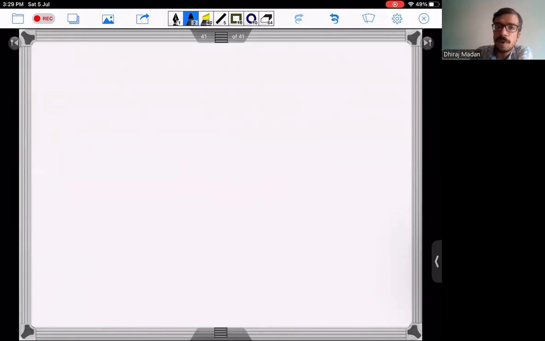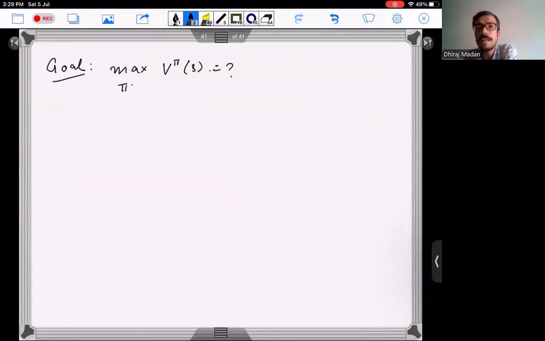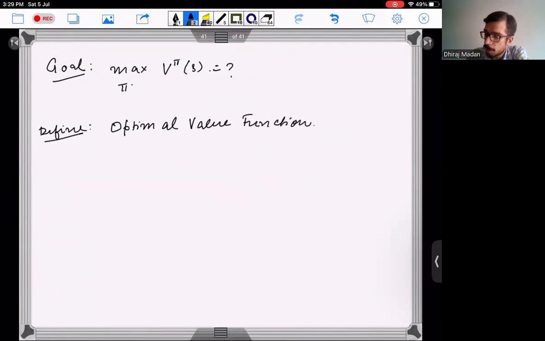Today our goal is: how do I now maximize over my policy? So how do we maximize V pi of s with respect to policy pi? Okay, so how do we compute this? And first of all, how do we also derive this optimal policy? That's also the goal. So firstly, we define something known as the optimal value function. Earlier we had defined the value function corresponding to a given policy pi. What we can do is also define an optimal value function. So I denote it as V star of s, okay, which is max over pi of V pi of s.